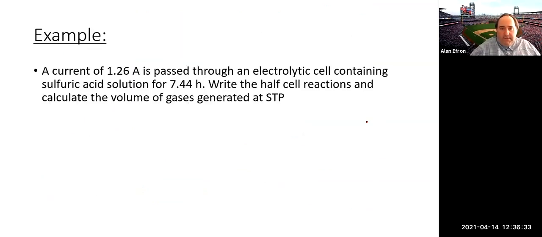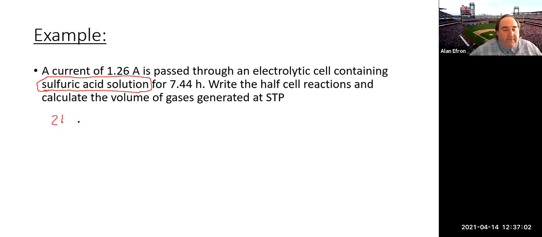All right, so we have a current of 1.26 amps. This passed through a cell of sulfuric acid for 7.44 hours. Write the half cell reactions and calculate the volume of the gases generated. So this is what I was talking about earlier. No mention of water here, but mention of sulfuric acid. And again, that tells you that we're dealing with the electrolysis of water.